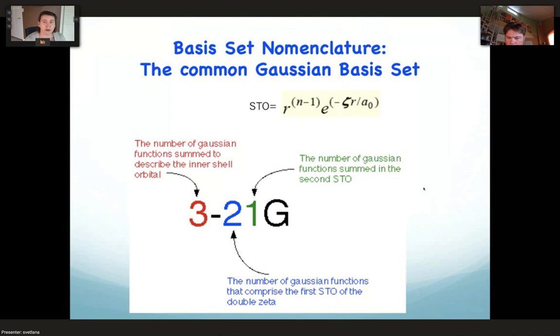Several STOs means that you have these exponential functions coming with different zeta, right? Because r0 is a constant, the same for any STO, but zeta, this Greek letter in front of r, can vary. With one zeta, it would be just one STO. If you change the zeta, let's say make it twice bigger, then you have one with zeta and another with twice zeta. So you have two STOs and so on.